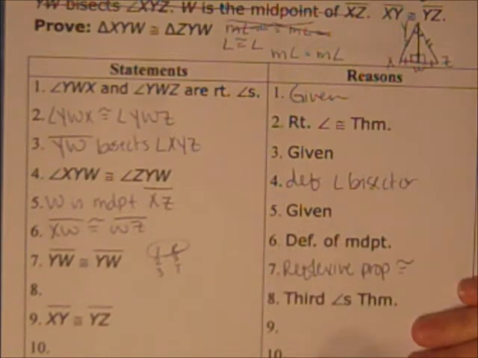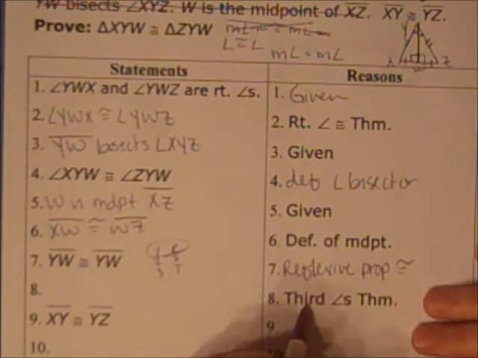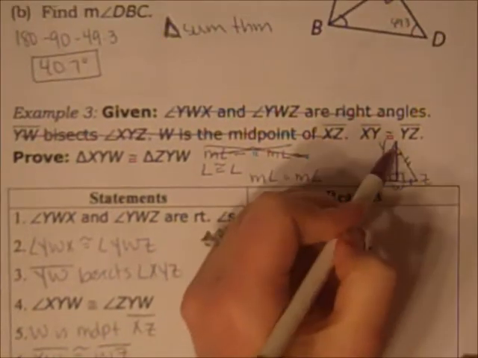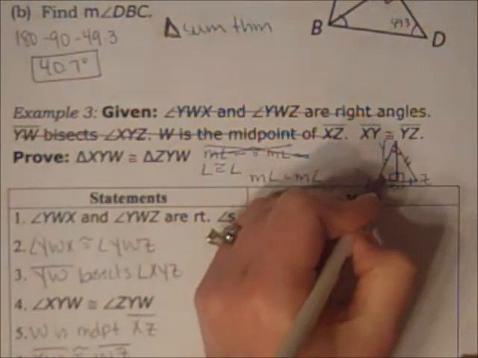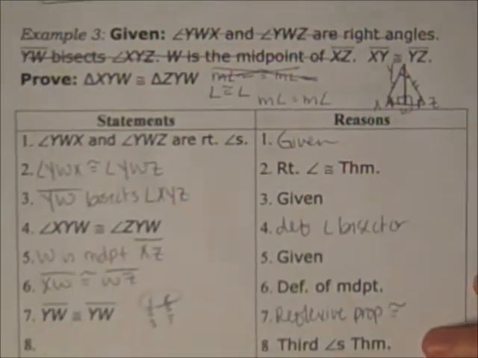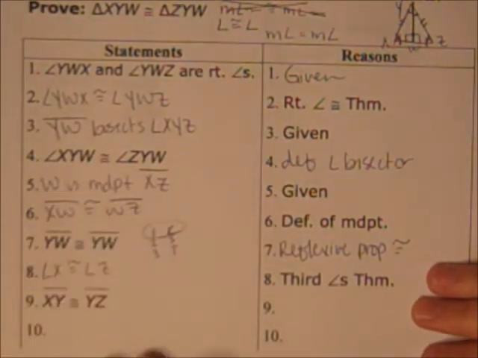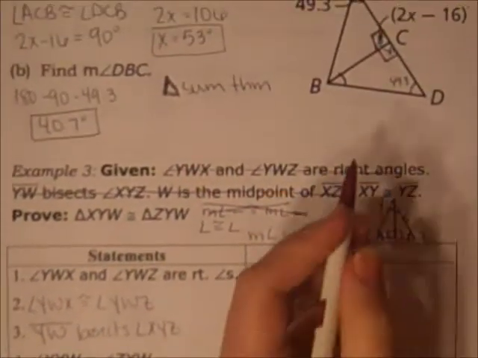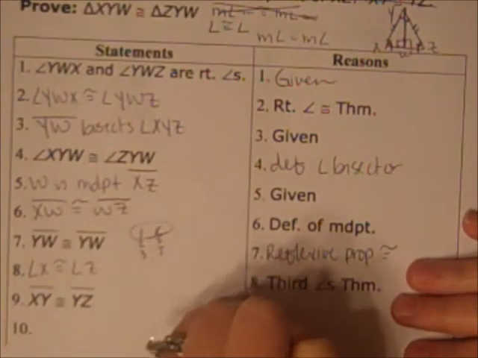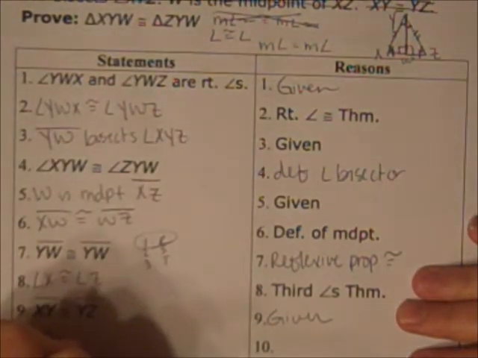Good. Okay, now we have the third angles theorem next, which is something that we learned just last section, and it said if 2 angles from this side are congruent to 2 angles from this side, then the third angle has no choice but to be congruent. So angle X has to be congruent to angle Z. Good. Last one, XY is congruent to YZ. That is our last given statement. And I know my last statement overall has to be my proof.